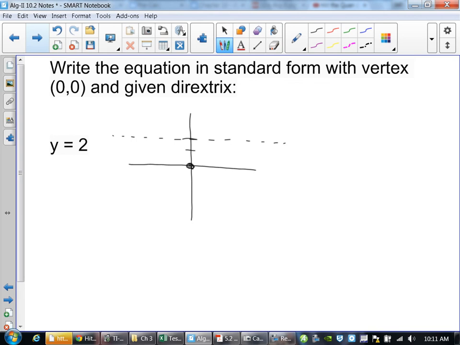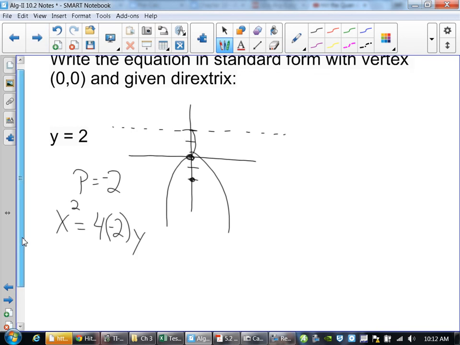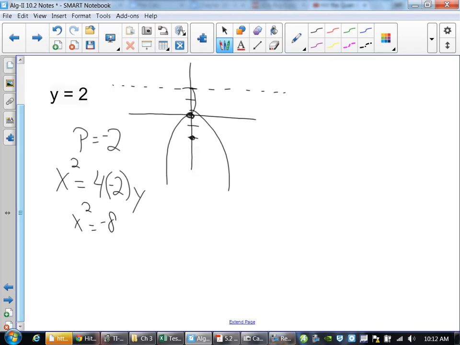Why are you opening downward? The directrix is always opposite the direction of the focus. So if the directrix is above you, that means you have to open downward. How far was the directrix from the vertex? 2. So is your p value positive or negative? Negative. So p is -2. Therefore, the equation becomes, it's an x squared parabola because it's opening down. x squared equals 4 times -2 times y. x squared is -8y.